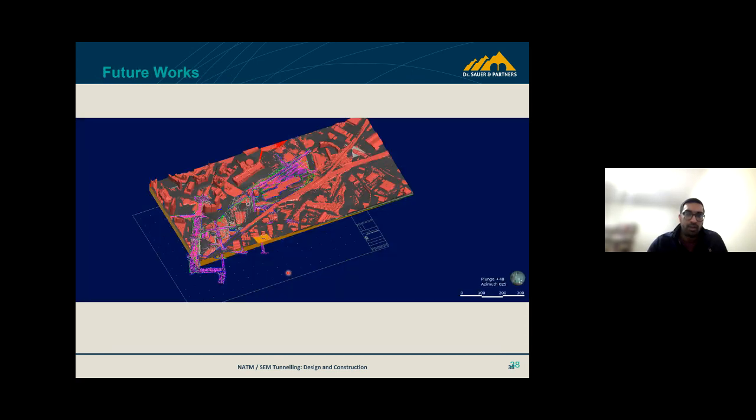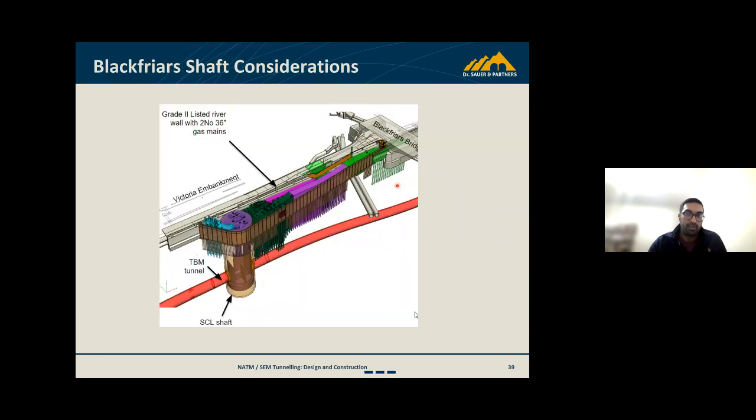For future applications, we were looking at incorporating the utilities in the road into the geological model, and seeing how the settlements through the volume loss of either the shaft or the other structures would affect them.